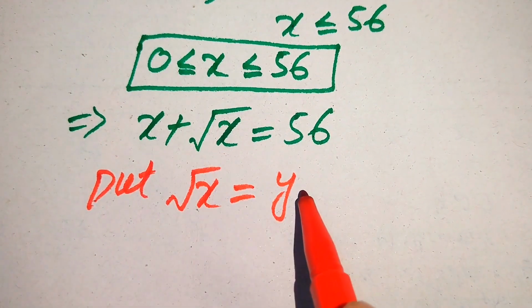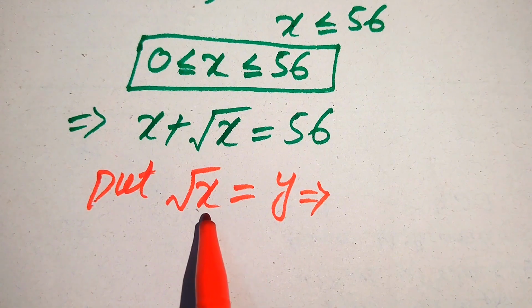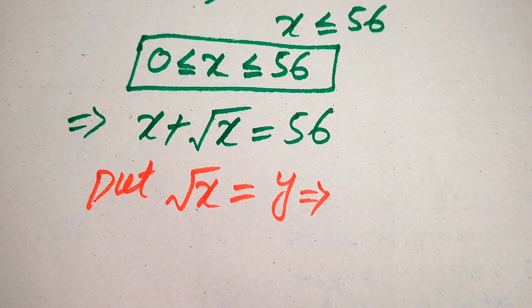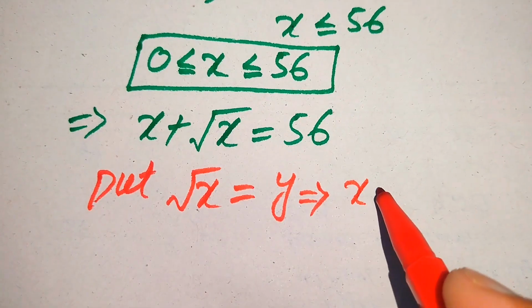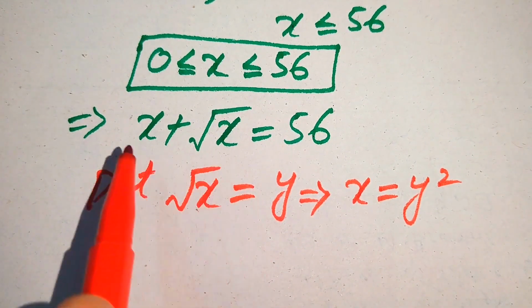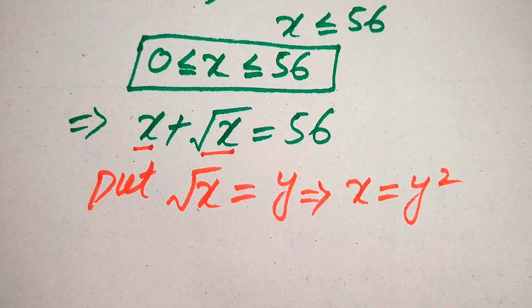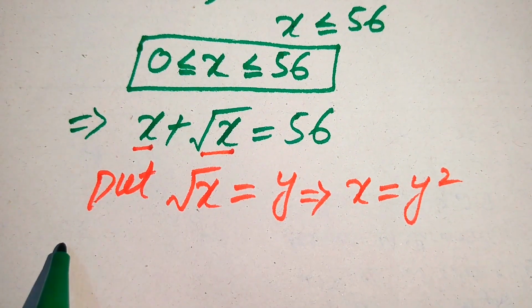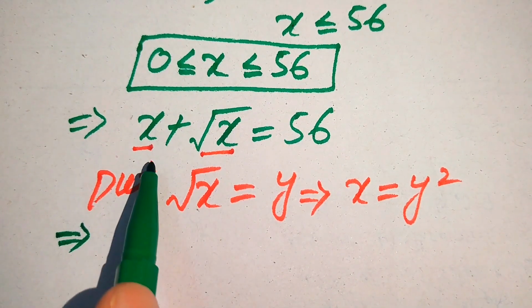So when you put square root of x is equal to y, after substituting this, we will take squaring on both of the sides. And when we take squaring on both of the sides, then you will get here x is equal to y square. So in this question we put x is equal to y square and we put square root of x is equal to y.